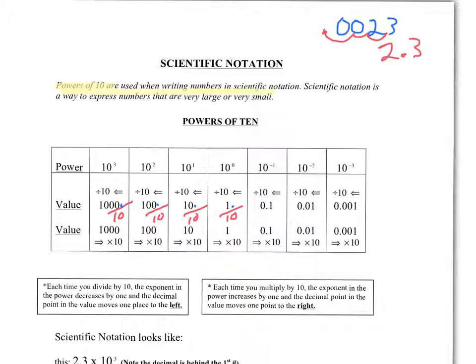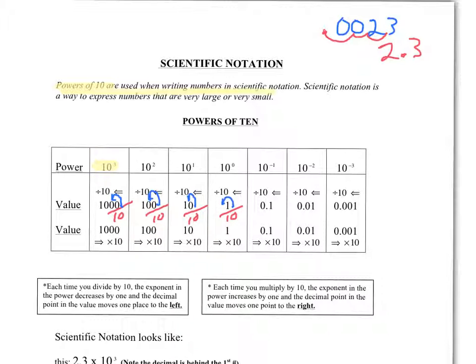So when I divide 1,000 by 10, it moves the decimal over one place to the left, and I get 100. I divide 100 by 10, and I get 10. I divide 10 by 10, decimal moves one place left, I get 1. And if I divide 1 by 10, decimal moves one place left, I get 1/10.